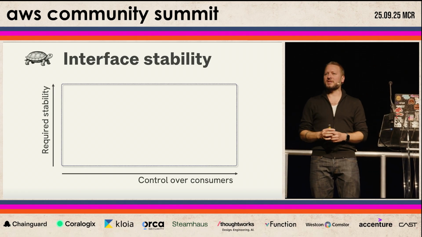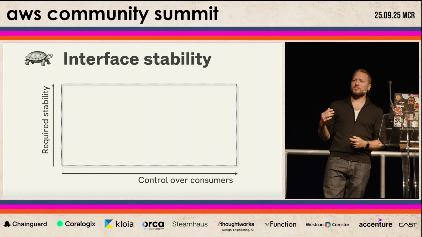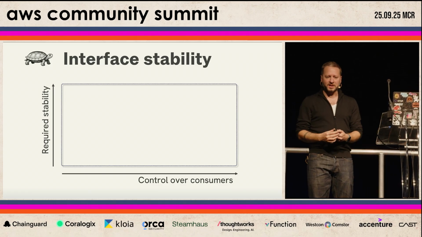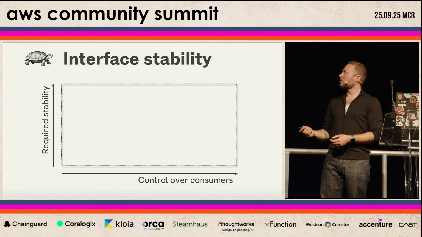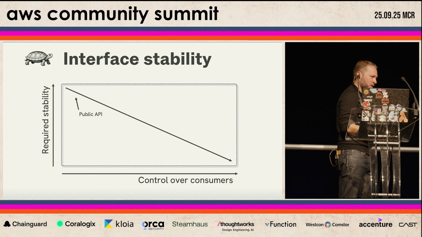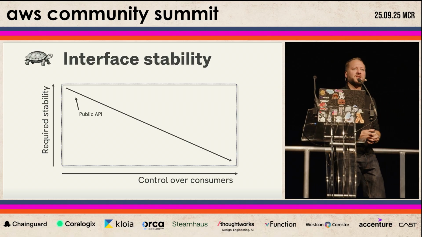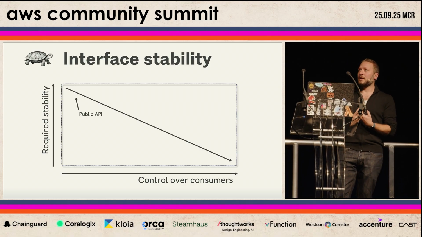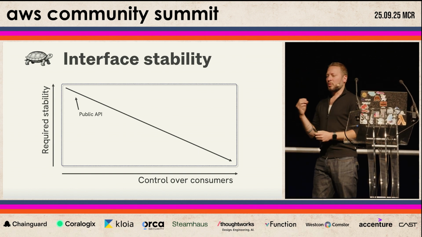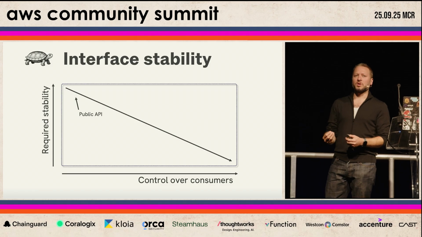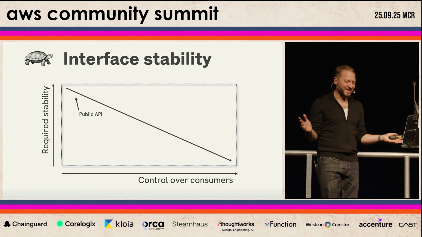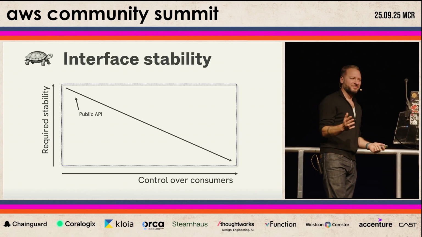Here on the x-axis, we have the control of consumers. How much control do we have? And on the y-axis, we have the required stability. And the relationship is linear. So let's say you're building a public API. You published it, there's API documentation that's live, your consumers are using it, you don't know who is using it, maybe you don't even know how they are using it, but one thing is for sure, you have very little control over your consumers. You can't tell them, hey, stop using this API, or maybe you can, but you're not making any friends if you do so.